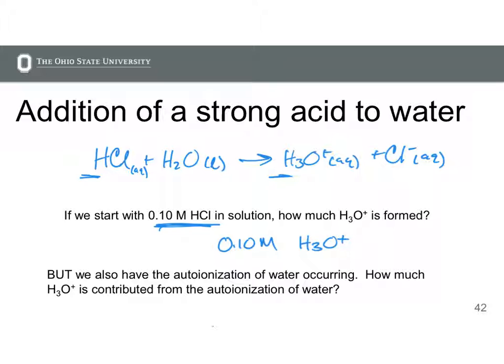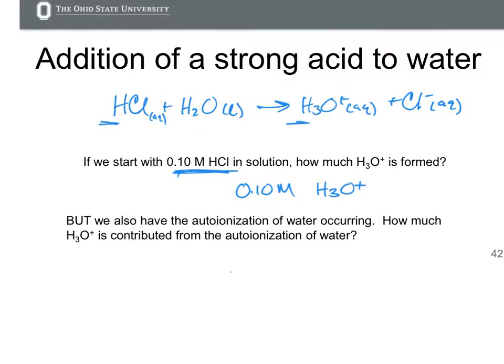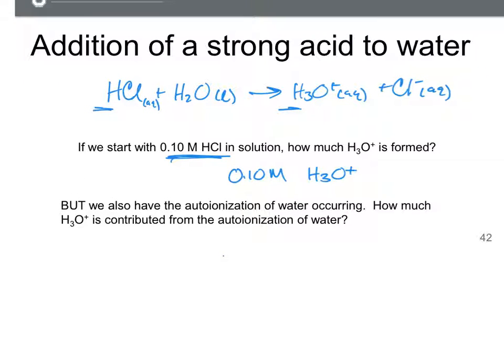All right, but we also have the autoionization of water happening. That's our equilibrium. So how much H3O+ is contributing from the autoionization of water? Let's write this out. Let's write out our equilibrium that matters. It's 2H2O in equilibrium with H3O+ plus OH-. In pure water, we know that the H3O+ concentration is 1 times 10 to the minus 7.